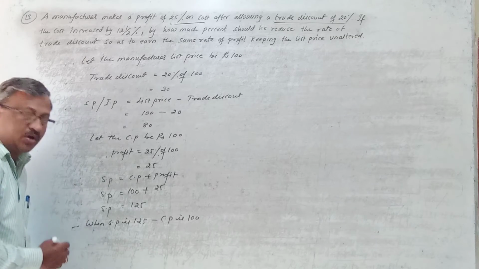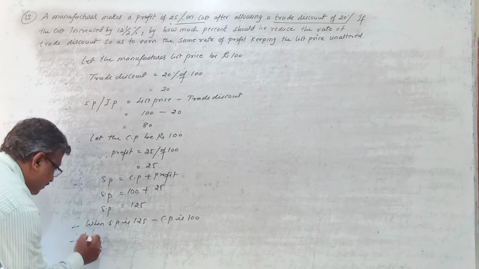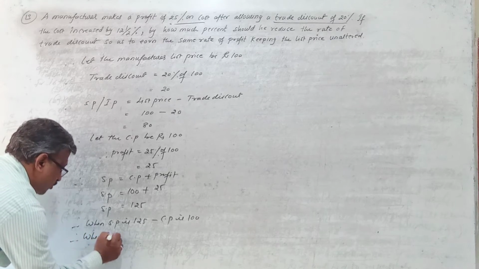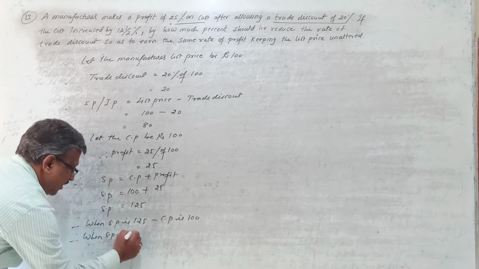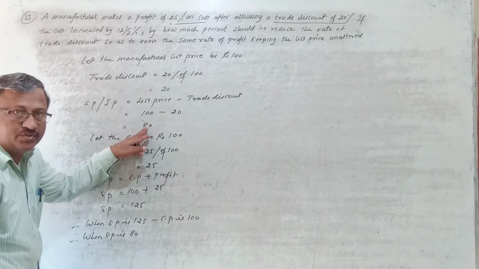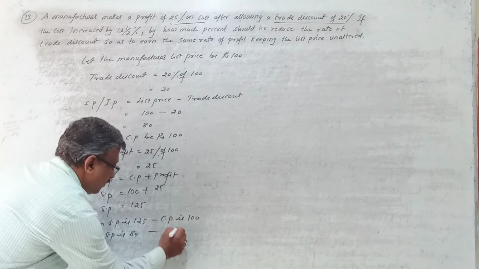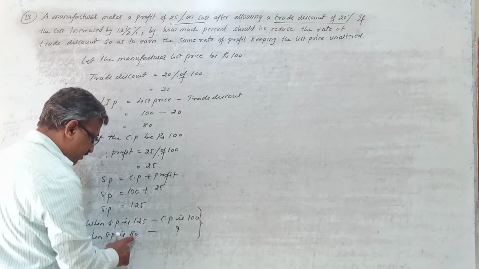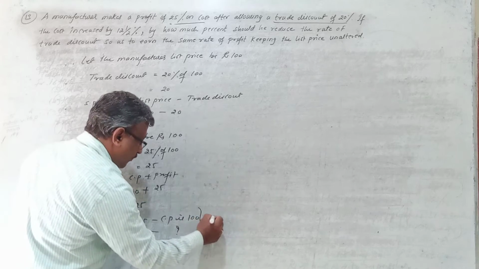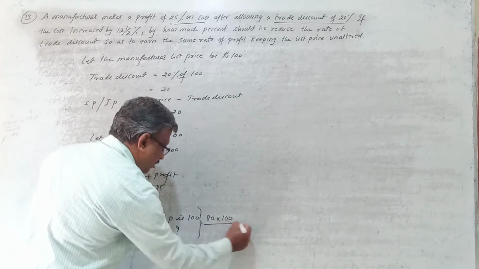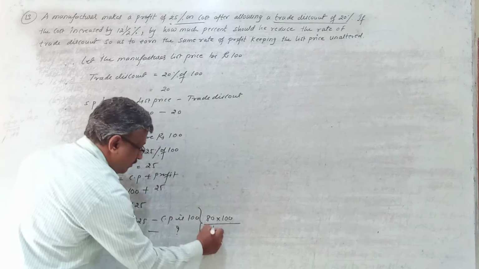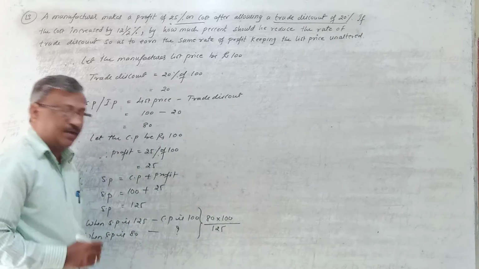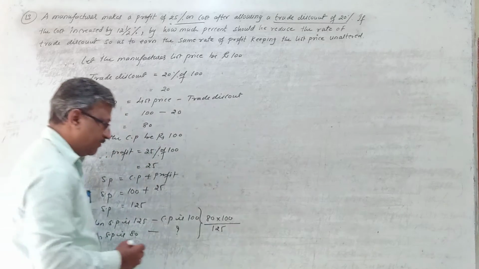100. So when my actual selling price is 80 rupees, I want to find what the cost price should be. So what should be my cost price? It is 80 into 100, divided by 125. So multiply and divide.